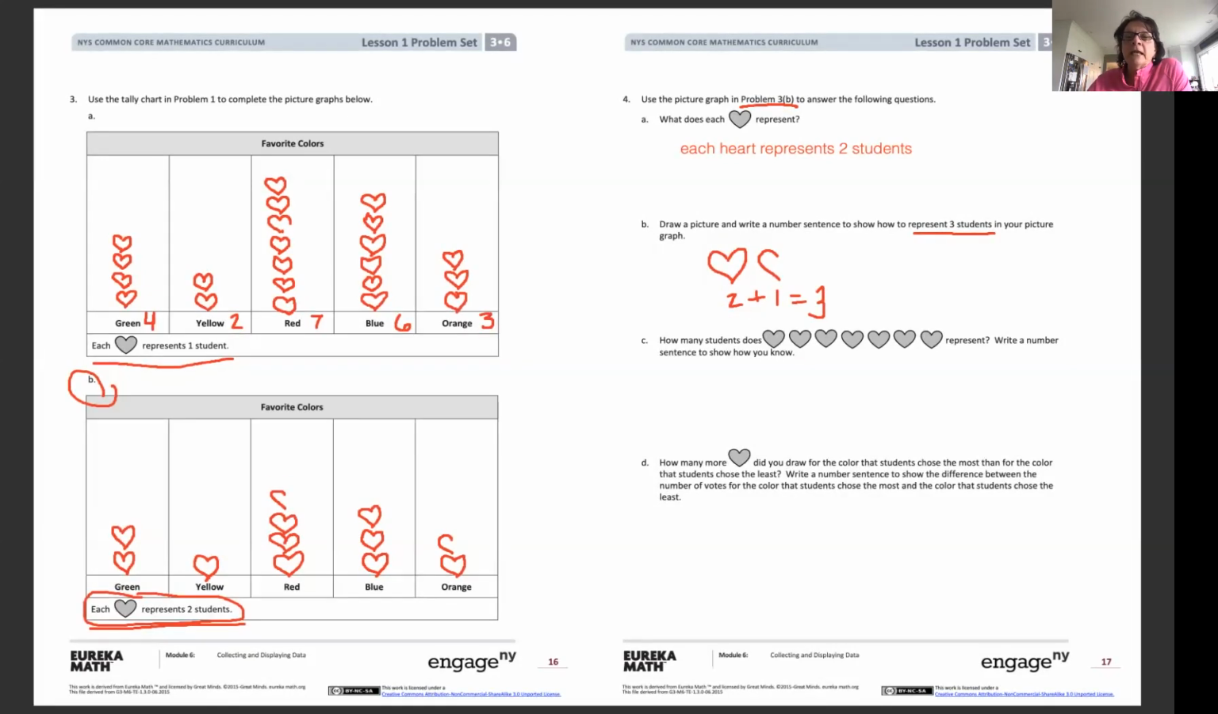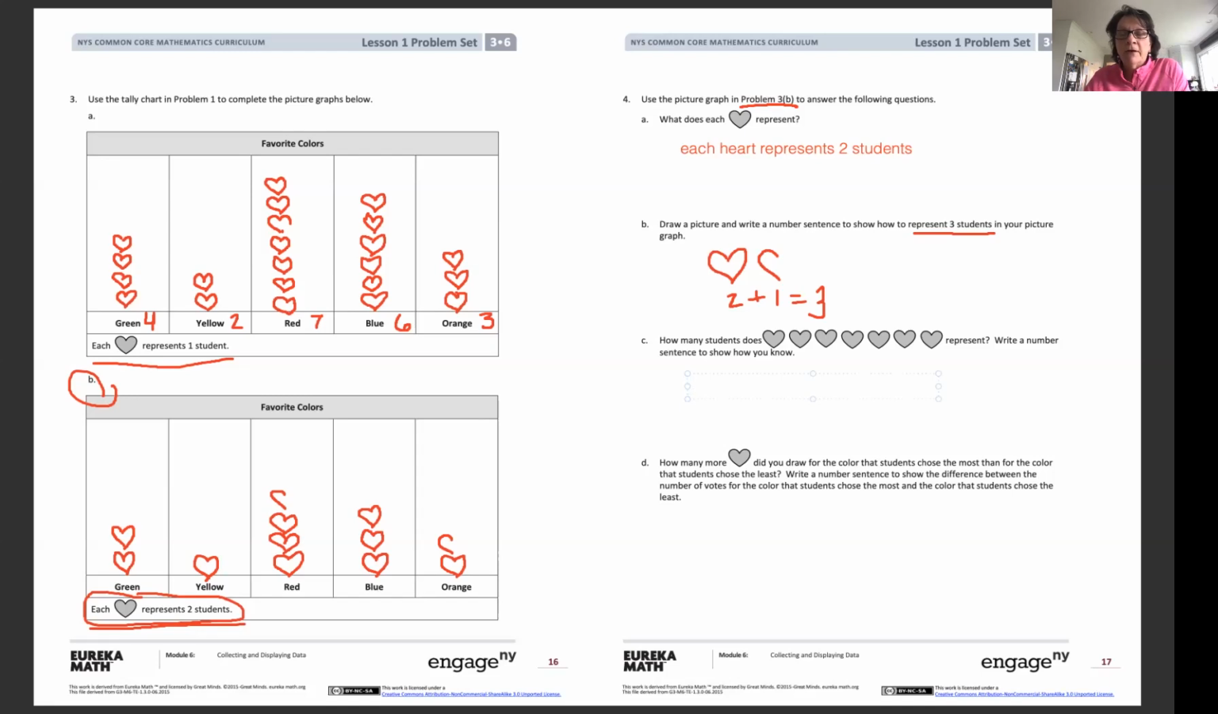Okay, question C. How many students does, let's see, we got 1, 2, 3, 4, 5, 6, 7 hearts represent? Write a number sentence to show how you know. Well, each one of those hearts is 2 votes or 2 students. Remember, we're looking at the second pictograph. So I could add 2 plus 2 plus 2 plus 2 plus 2 plus 2 plus 2. But if you think about what we've learned in 3rd grade about repeated addition, I bet you can come up with a better number sentence. Something would be much quicker.